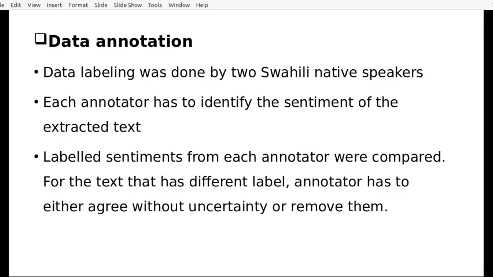And because we extracted some data, those data need to be labeled. So the task of labeling was done by two native speakers of the Swahili language, and each annotator had to identify the sentiment of the extracted text. Then those labeled sentences from the two annotators were compared, and those with different labels, they had to agree on one label, and if there was any doubt, then we agreed to remove them. So only those with no doubt, we took them and agreed on the label, then we added them together with the emotion dataset and used them in our experiment.